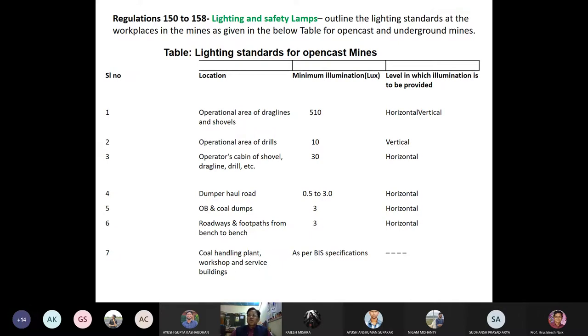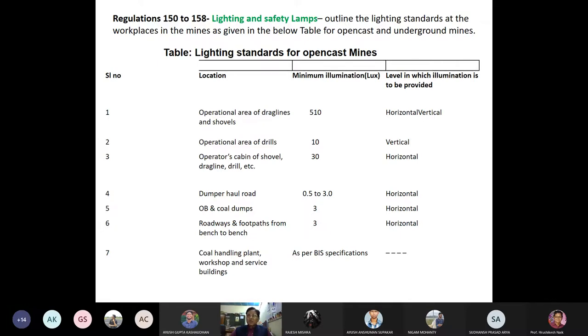Lighting standard for open cast mines is given here. Location of the place, like operational area of draglines and shovels, the minimum illumination level should be 510 lux. A level in which illumination is to be provided is horizontal illumination, vertical illumination. Operational area of the drill machines, 10 lux should be there, vertical measurement. Operator's cabin of shovel, dragline, drill machine, the illumination level should be 30 lux, horizontal measurement.